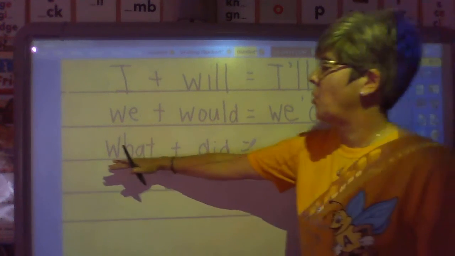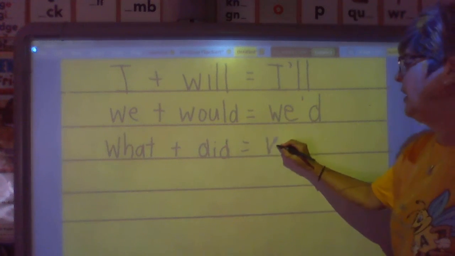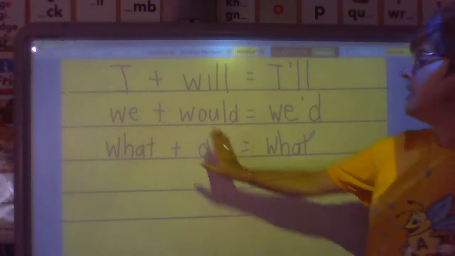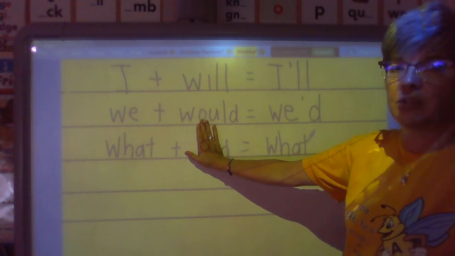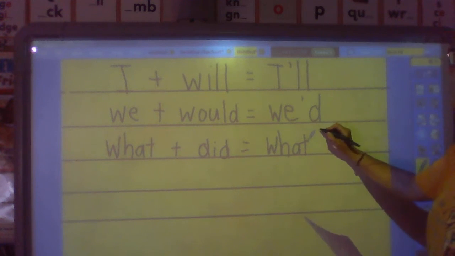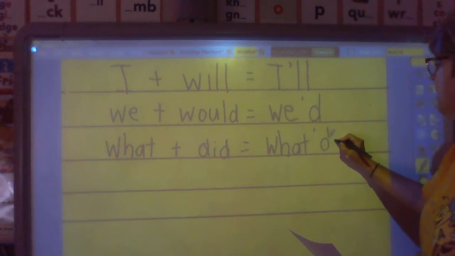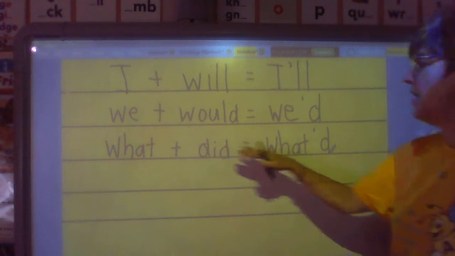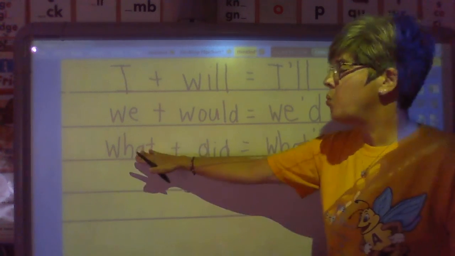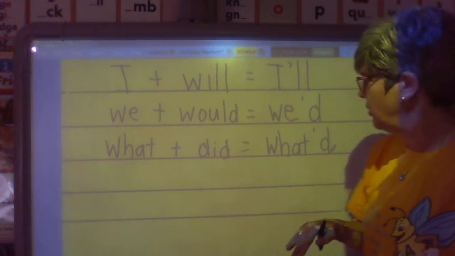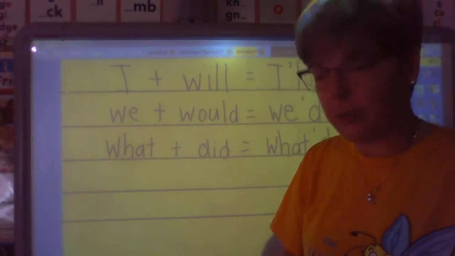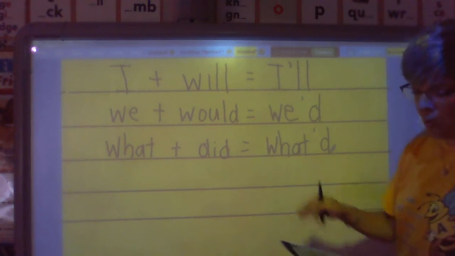So we're going to take the whole word what, and we're going to keep that. We're going to be dropping the D and the I in did, so that's where our apostrophe goes. So what, apostrophe, D, what'd. What plus did equals what'd. What'd you do? Okay, so one more contraction.